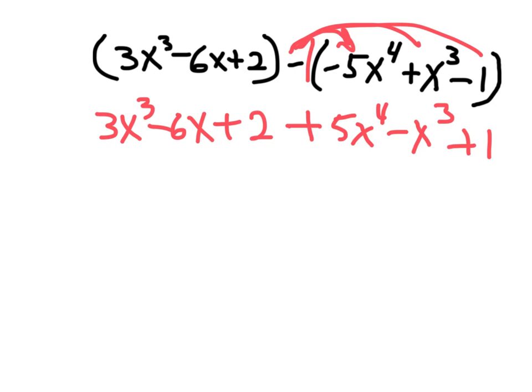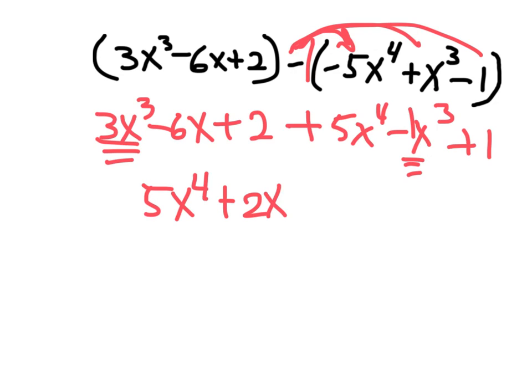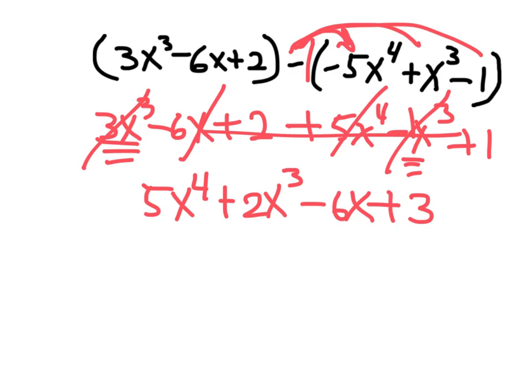So combining, I'll have 5x to the fourth, 3x to the third minus 1x to the third, so plus 2x to the third, takes care of that one. And then minus 6x, and 2 plus 1 is 3. So I have my final answer.